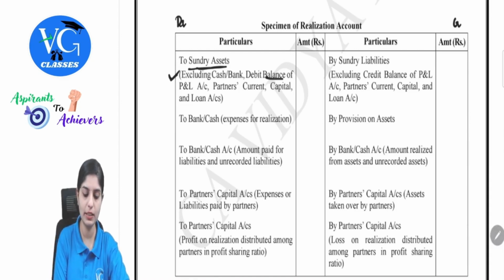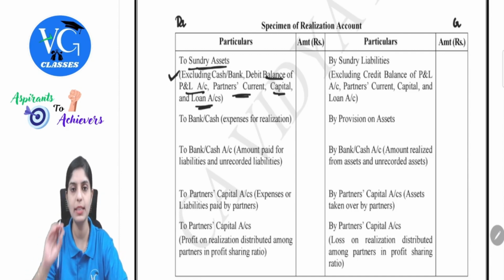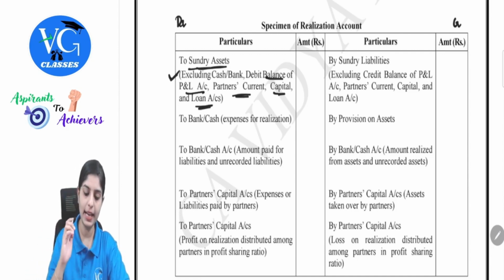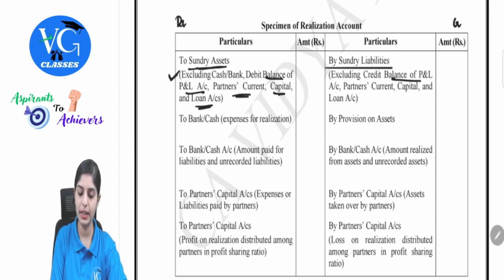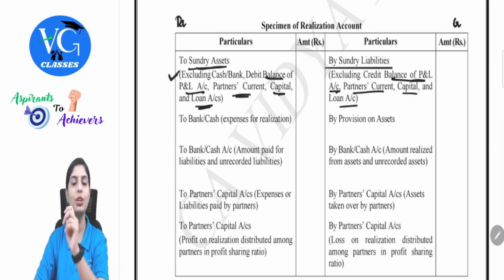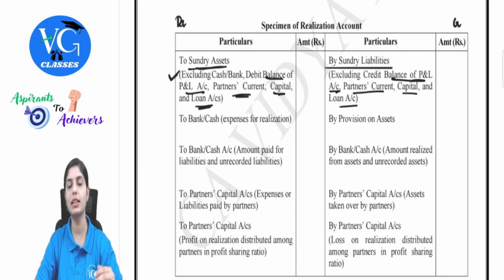Debit balance of P&L, because this is a fictitious asset, and partner's current account if it has a debit balance, capital if it has a debit balance, and loan accounts. Excluding all of these, we will transfer all sundry assets. Then likewise sundry liabilities, that is clearing the balance sheet liability side, excluding credit balance of P&L, because this is transferred to partner's capital, partner's current account, capital and loan account. If you remember, there was one note which we had learned as we were discussing the pointers. Partners' capital and loan accounts will not be transferred to realization. So you can also include partners' current account in the same manner.